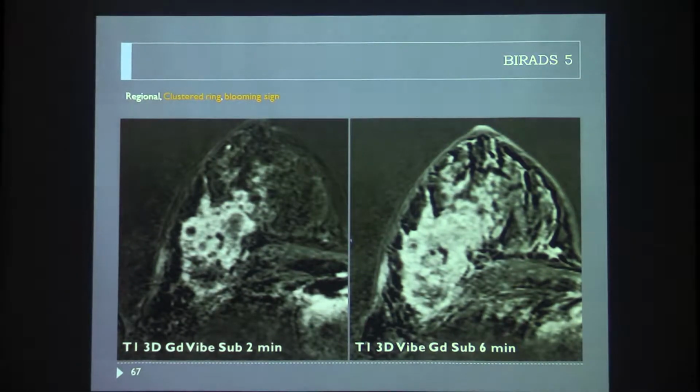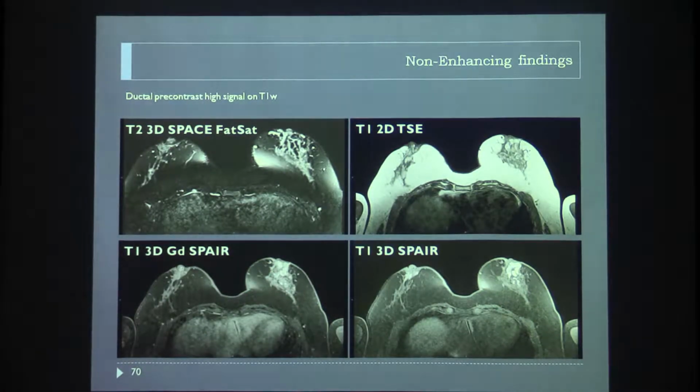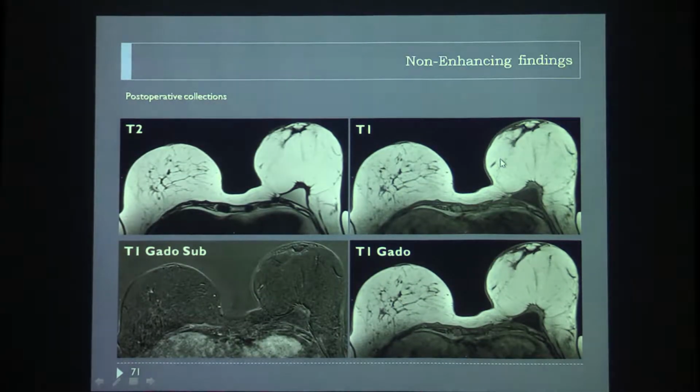So the clustered ring is BI-RADS 5, and the blooming sign is also BI-RADS 5. A new section in the BI-RADS lexicon is non-enhancing findings. It's not very interesting actually. This is a ductal pre-contrast high signal on T1. You have this bright signal here. This is benign actually. And you also have this post-operative change here, the collection after surgery.